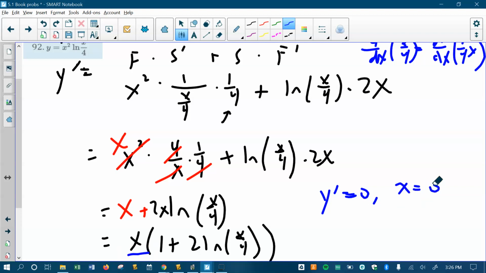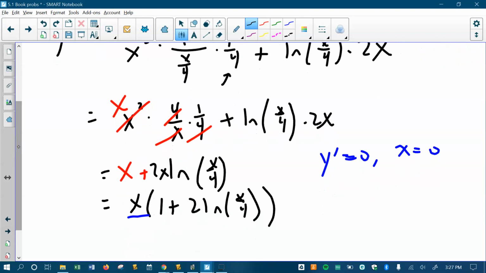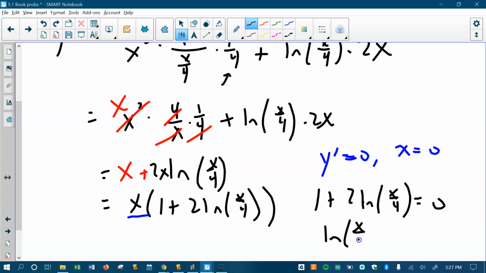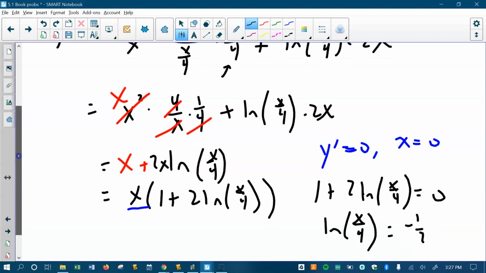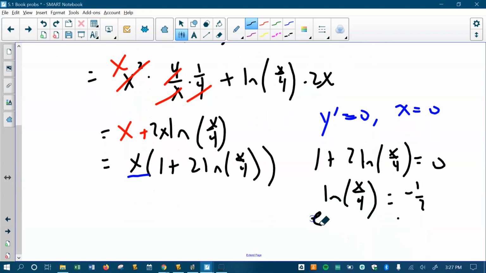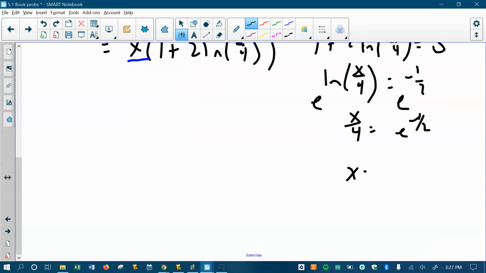Then I have to set 1 plus 2 ln x over 4 equal to 0. So let's go do that fun part. 1 plus 2 ln of x over 4 equals 0. I'm not going to show all the steps, but I'm subtracting 1 and dividing by 2 to get negative 1/2. I exponentiate both sides to get x over 4 equals e to the negative 1/2. And I get x is equal to 4e to the negative 1/2.